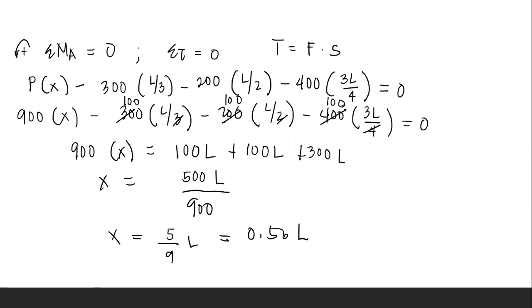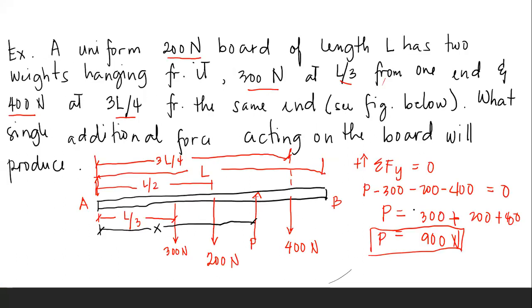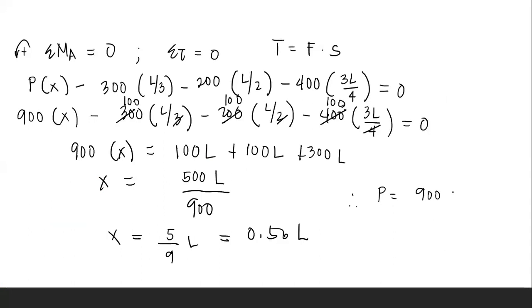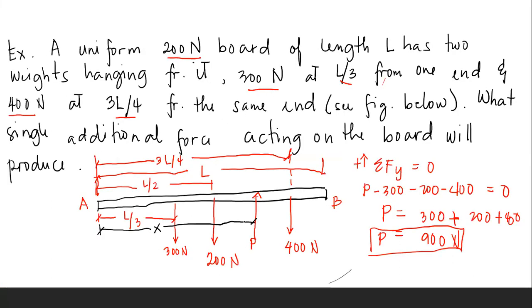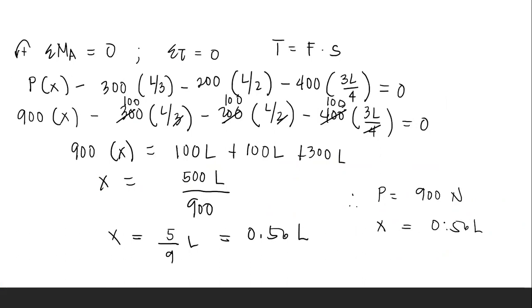That is 0.56L. Therefore, the value of your P is equal to 900 newtons, and the position of your P is 0.56L. Therefore, the assumption that your P is lying here is also correct, because 0.56 is almost half of the length.